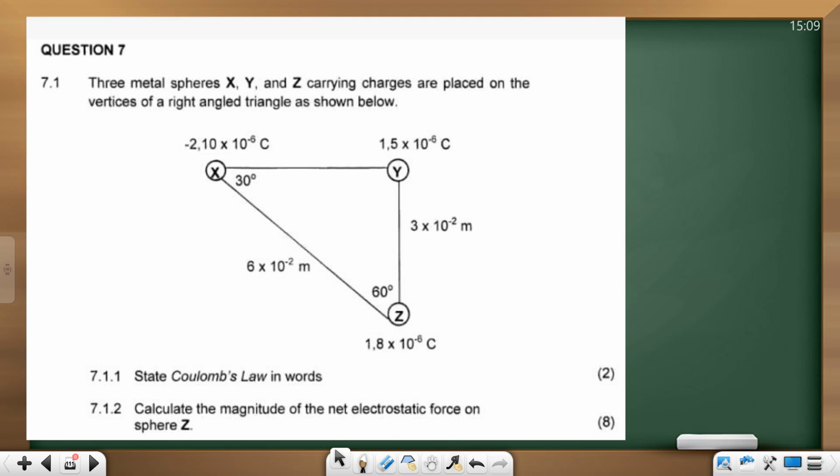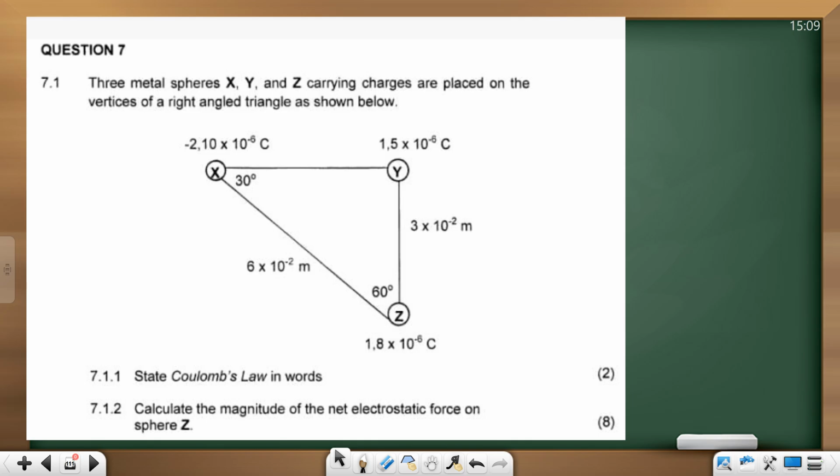For Coulomb's law we talk about between them, because the spheres are too small to measure the center. But when we talk about Newton's law of universal gravitation, we say between their centers. So let's take note of that. Here we use between them.